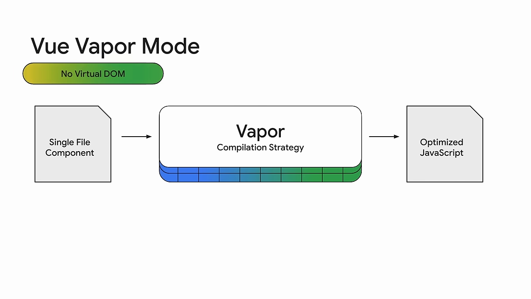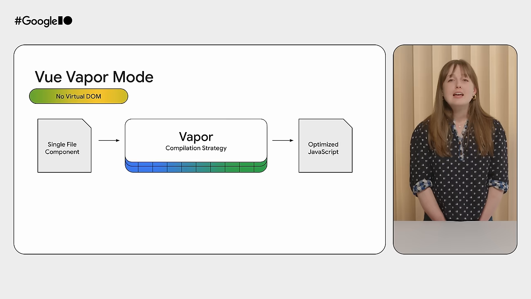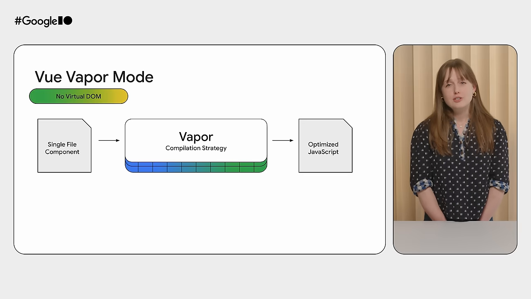Looking forward, one of the Vue features that I'm most excited about is Vue Vapor Mode. Vapor Mode is a performance-oriented, opt-in compilation strategy for single file components that is currently under development. Given the same Vue single file component, Vapor Mode will generate JavaScript code that is more efficient than the code that is currently generated by the standard Vue compilation strategy.